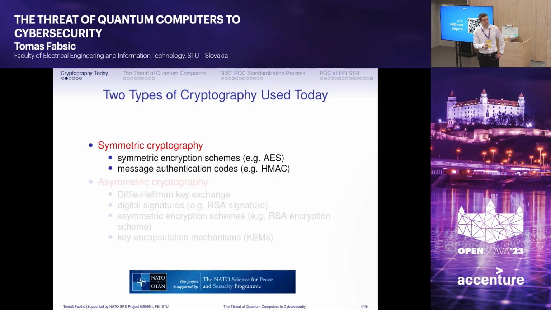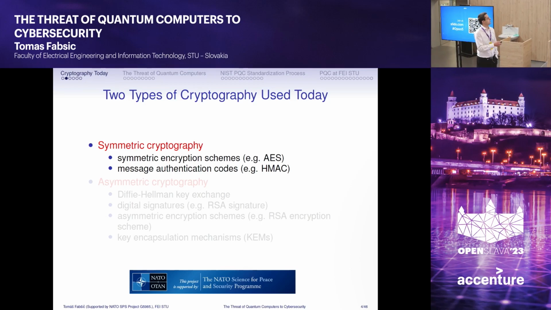So basically today we use two types of cryptography. First type of cryptography is called symmetric cryptography. Examples include the encryption scheme AES or the message authentication codes, for example, HMAC. And these cryptographic primitives are very, very efficient, but they require users, if two users want to encrypt data with AES, for instance, they need to share some secret key beforehand. So this is a drawback for symmetric cryptography, that the users need to share a secret key.